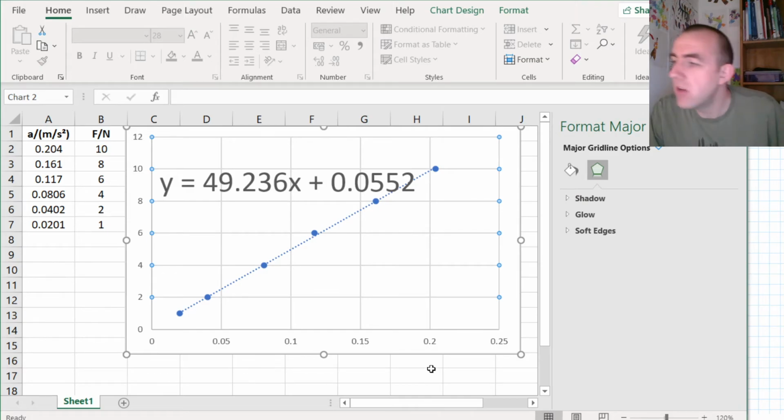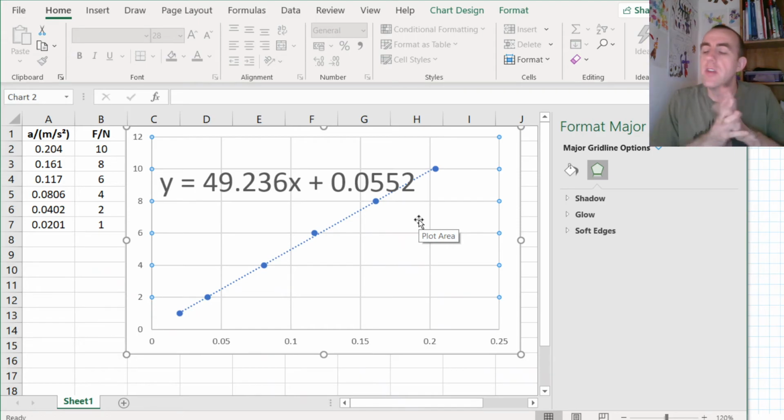And so that equation is in the form y equals mx plus c, where the intercept is given as 0.0552. So that is, in newtons, the force of static friction. Notice it isn't very much, but it's there. That's the force of friction that's been overcome. The line isn't straight through the origin, although it's jolly close. We also have this value here, which is the gradient.